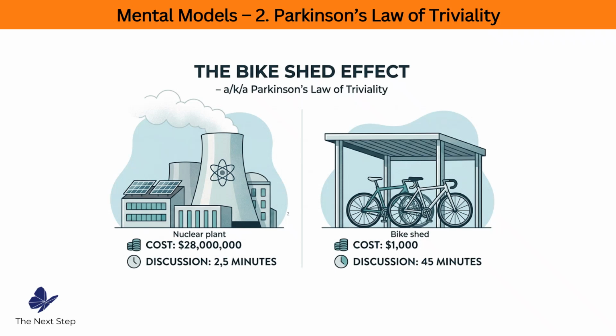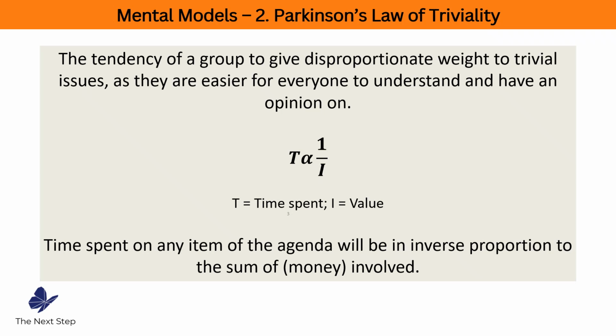So Parkinson's summarized this entire bike shed fiasco in the following manner: that the time spent on any item of the agenda will be in inverse proportion to the sum of money involved. The sum of money could easily be understood as any important or valuable thing on your agenda. So, this is a natural tendency of any group to give a disproportionate weight to trivial issues, as they are just easier for everyone to understand and have an opinion on.